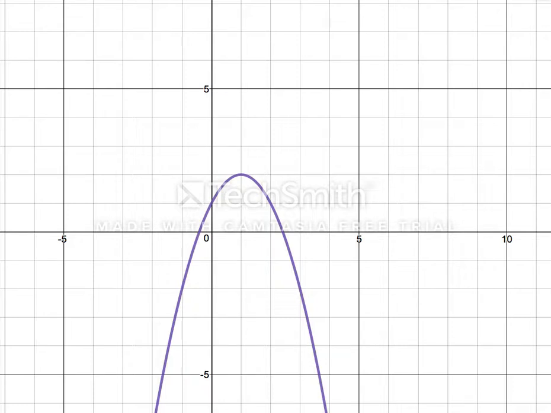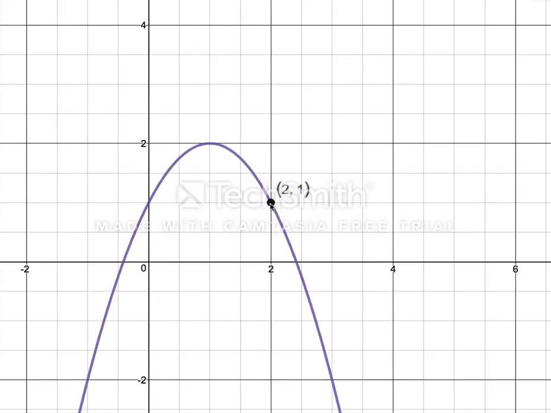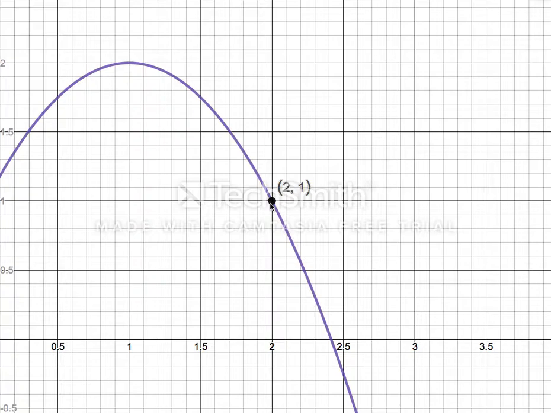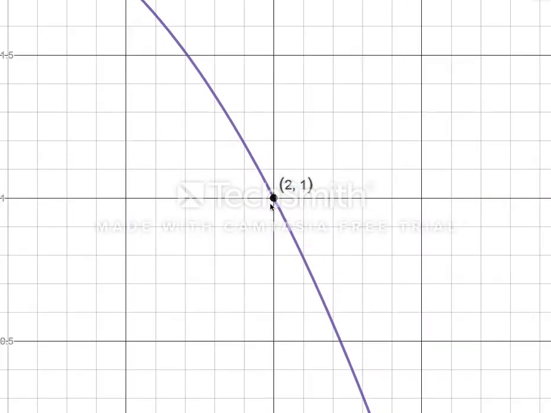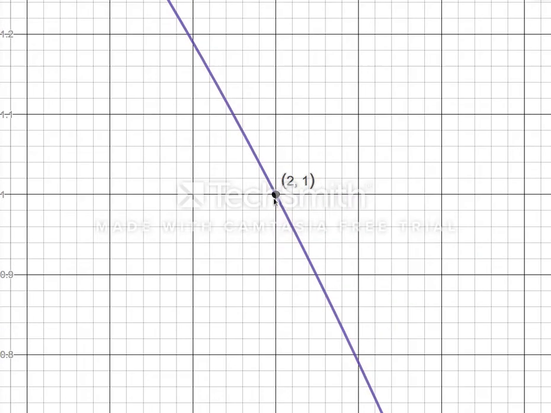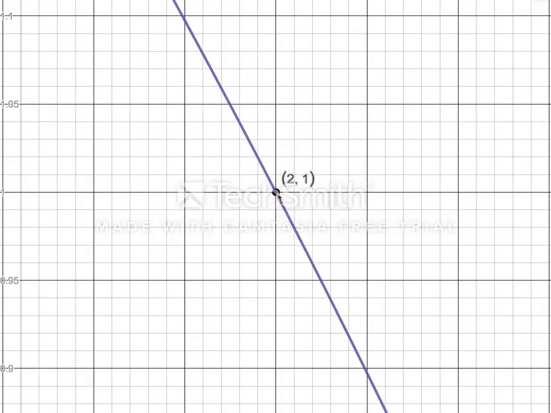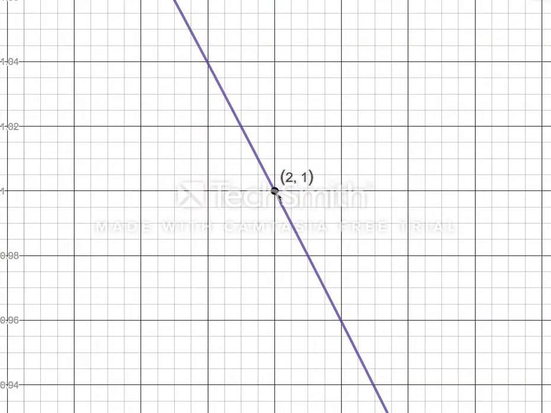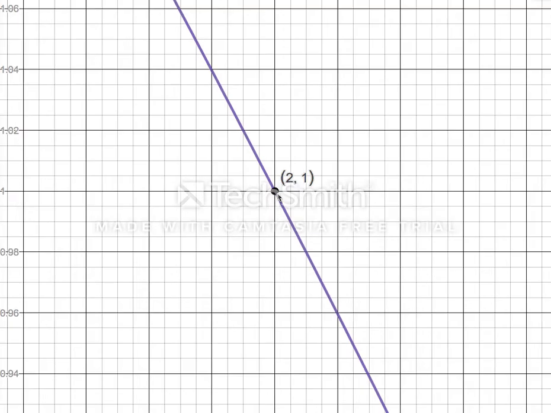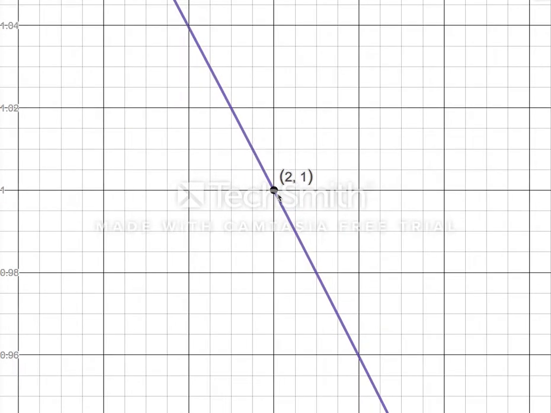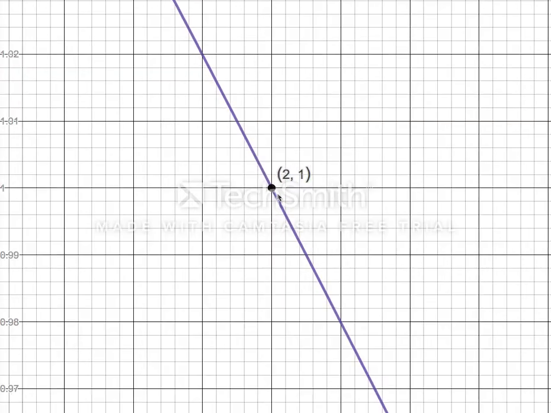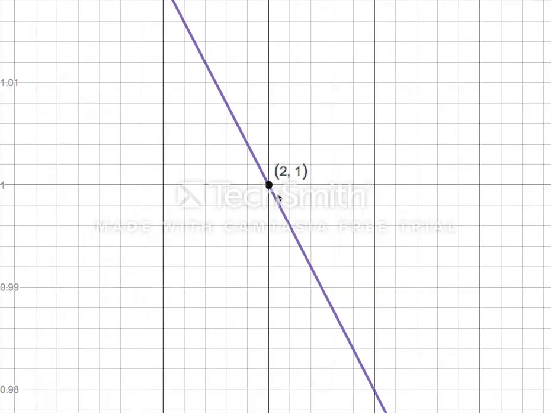So let's take, for instance, this point here, (2, 1). If I zoom in at the point (2, 1) and keep zooming in, I can still see there's lots of curvature, but it's straightening out. And as I get way in, this is probably far enough. At this point, we can see that it's very linear.